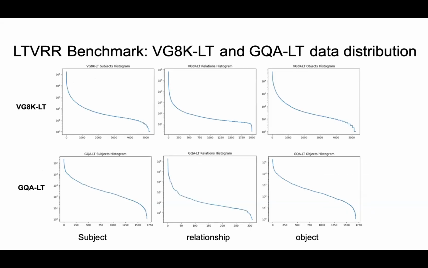Let's look at the data distribution for these two datasets. We have illustrated the distribution for subjects, relationships, and objects. From this figure, you can see how long-tail it is. Let's take the relationships of VG8K-LT as one example. The top frequent relations contain nearly hundreds of thousands of examples. But the tail classes contain only very few examples, maybe 10 or 5. So predicting the long-tail classes on these datasets can be very challenging for current AI models.